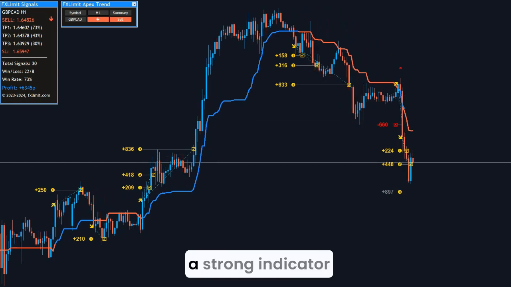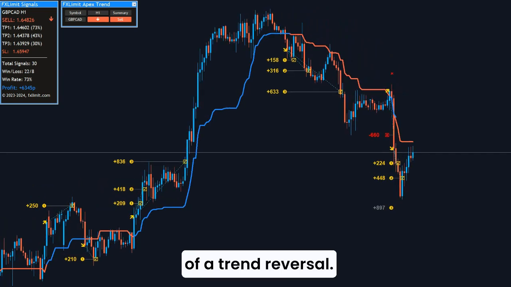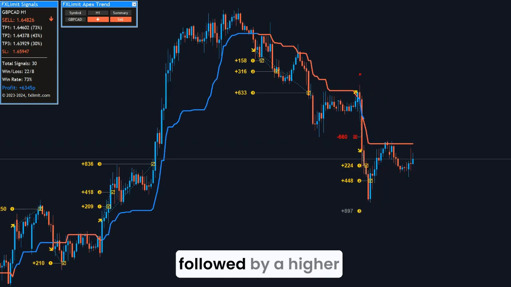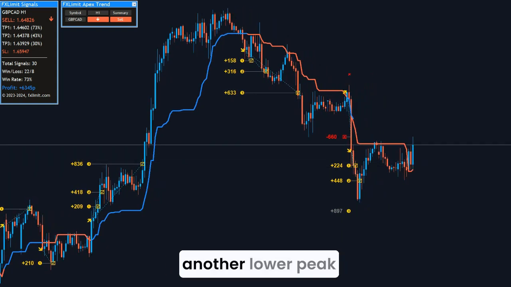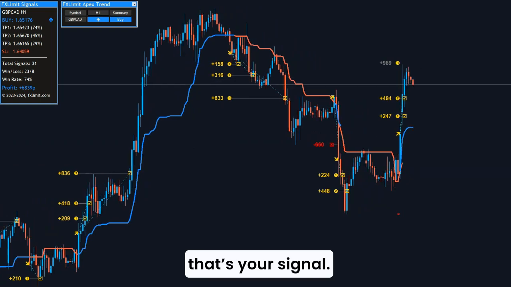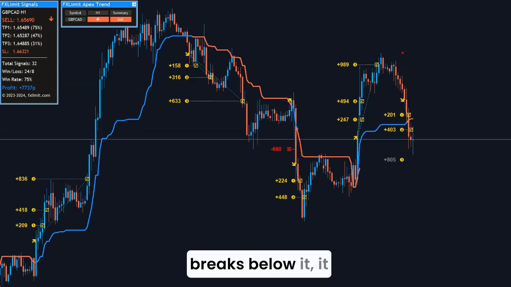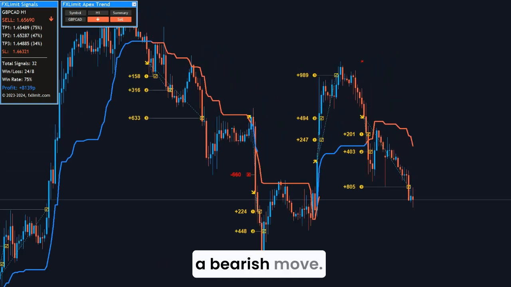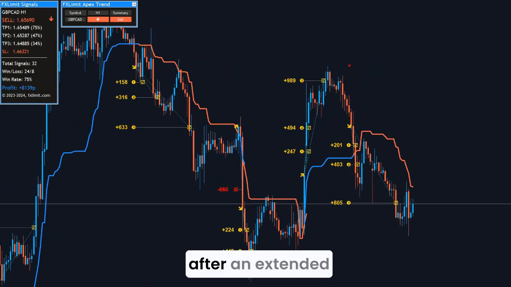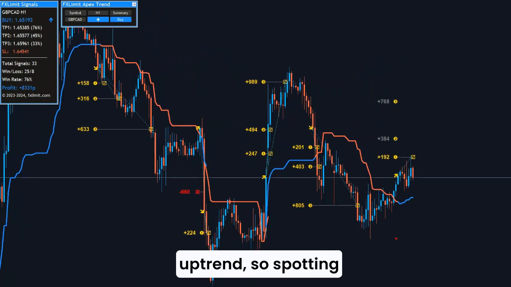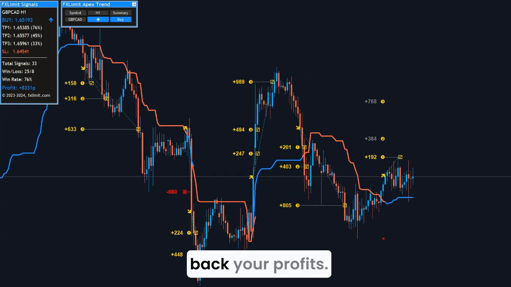This formation is a strong indicator of a trend reversal. When you see a peak, followed by a higher peak, and then another lower peak, that's your signal. The neckline acts as the support, and once price breaks below it, it typically signals a bearish move. It's often seen after an extended uptrend, so spotting it early can help you avoid giving back your profits.